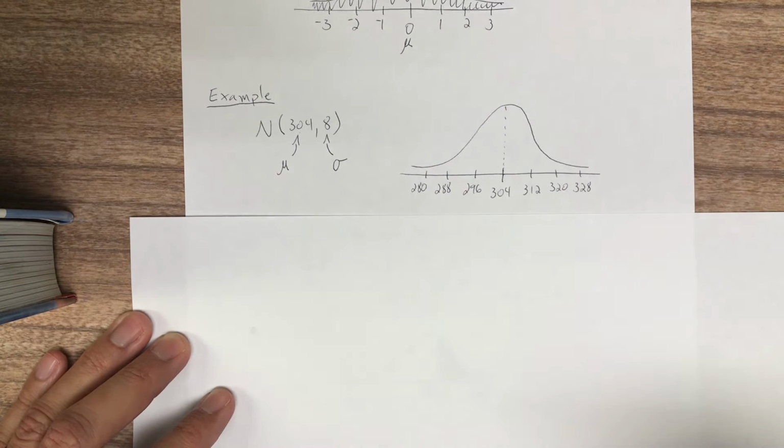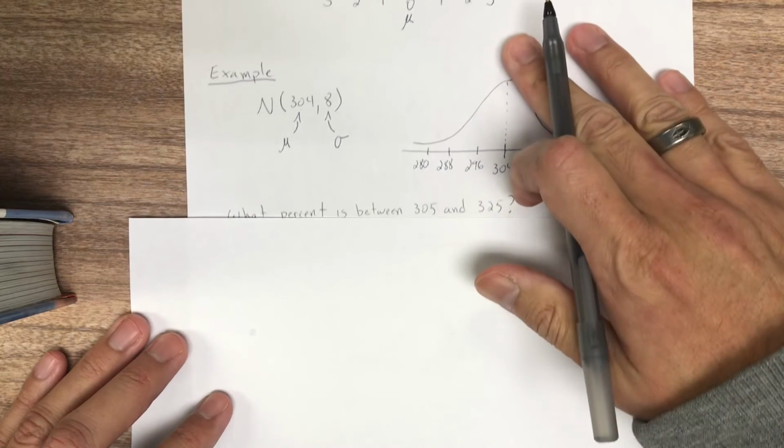So how do you find the actual area under the curve? I have a question.